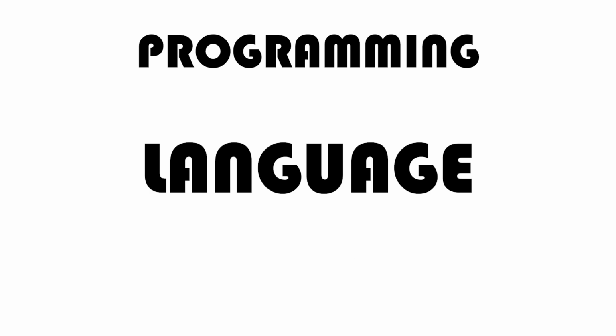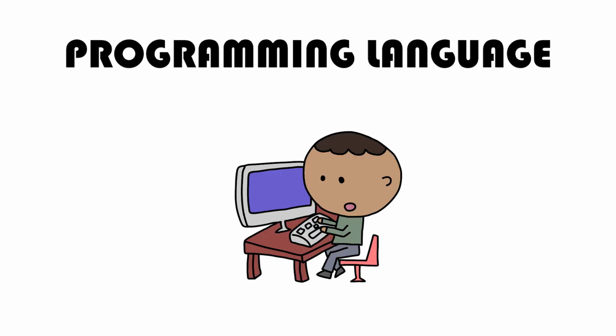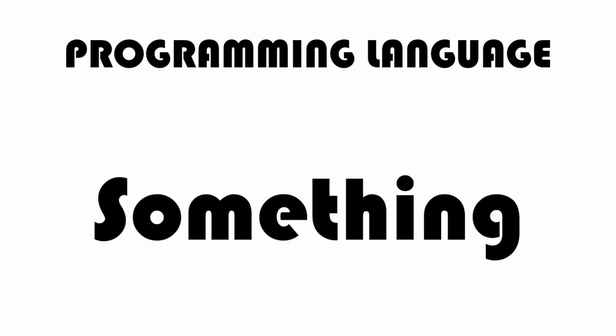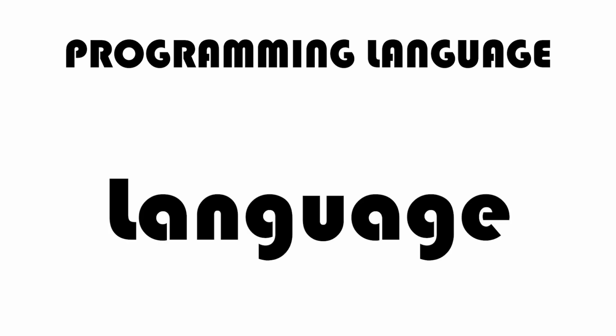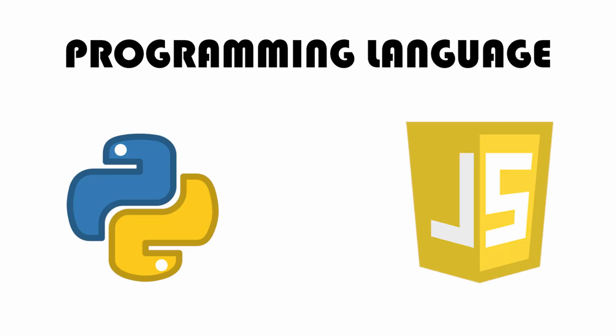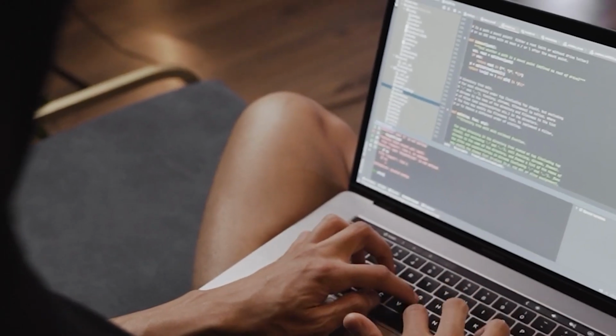Now let's talk about programming languages. We cannot directly say to a machine, hey, please do something for me. So in order to do that, we need a language. There are many languages available, for example Python and JavaScript. So if we want to do some tasks, then we need to learn a programming language.